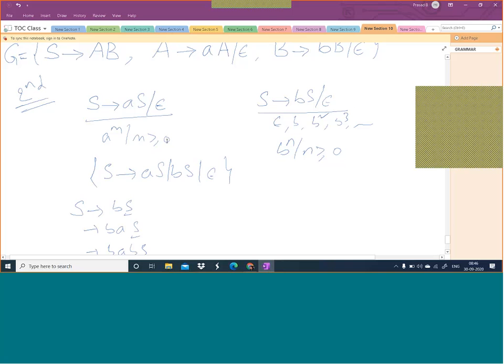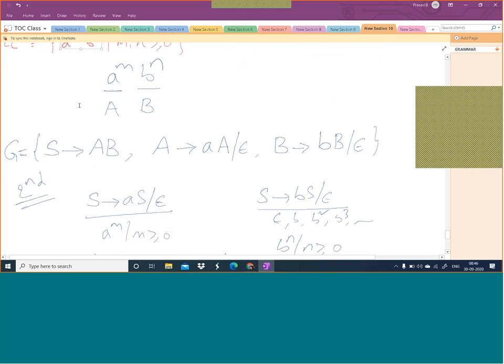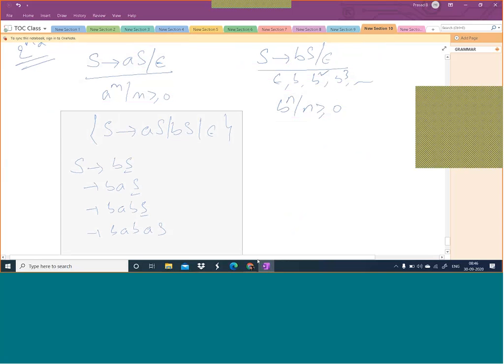Actually, what is the language? It is a language where A is followed by B only. It is not A followed by B followed by A. It is not all the combinations of A and B. But this alone gives A power M. This alone gives B power N. If you mix this, it is giving all the strings of A and B. So what is the solution for this one?